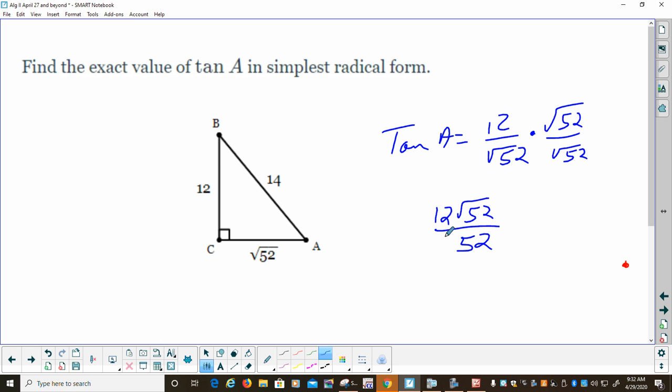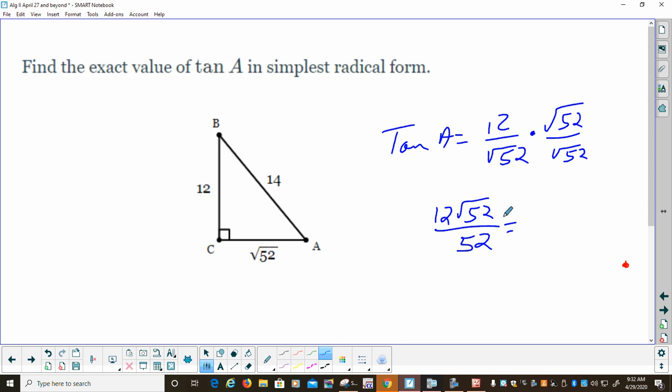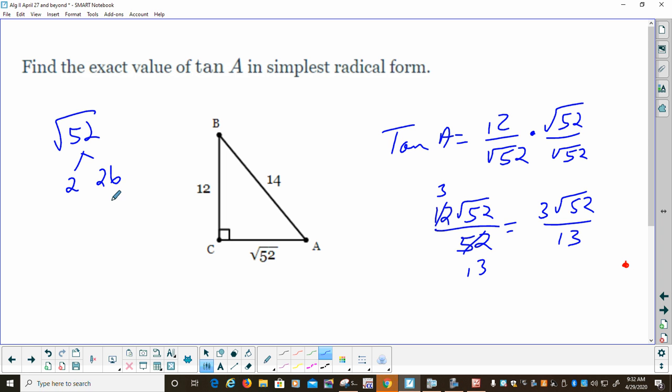So let's see. 52 divided by, will 4 go into it? Yep. So if you wanted to start reducing right away, a 4 goes into this 3 times. And 13 times. So I have 3 square roots of 52 over 13, but I still have to do the square root of 52. I don't recognize right away what goes into there, but 2 and 26, 2 and 13. It looks like it's 4 times 13 is 52.